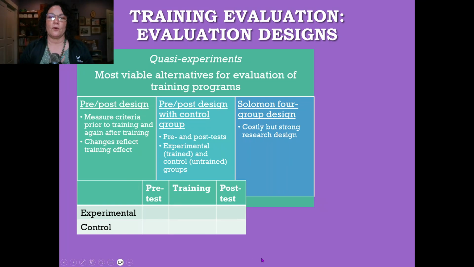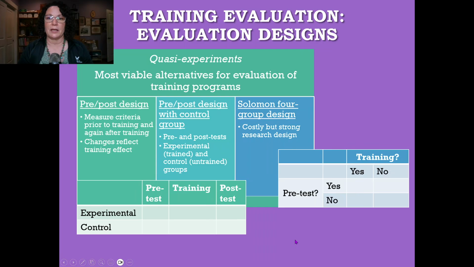There's a Solomon 4 group design. This is costly, but it's a really strong research design. So you end up with 4 independent groups in a Solomon 4 group test. You have those who got trained and took a pre-test. You have those that did not get trained but took a pre-test. You have those who did not take the pre-test but they got trained. And you have those who didn't get trained and they didn't take a pre-test.